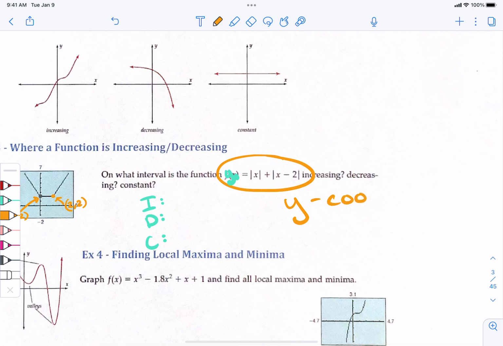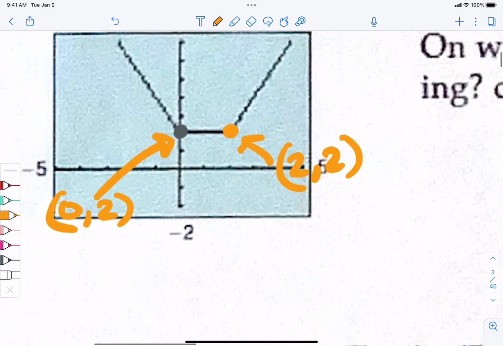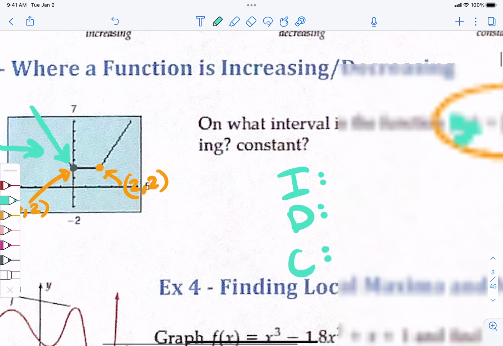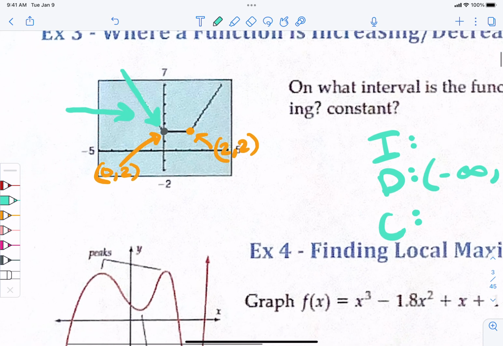Y coordinates don't matter. We don't care about the y coordinates. We don't look at the y coordinates. We're only looking at x's because we're only going from left to right. So starting at the leftmost side of this graph, scanning the graph in this direction, what is it doing first? Increasing, decreasing, constant? It's going downhill. It goes downhill from negative infinity until what point?